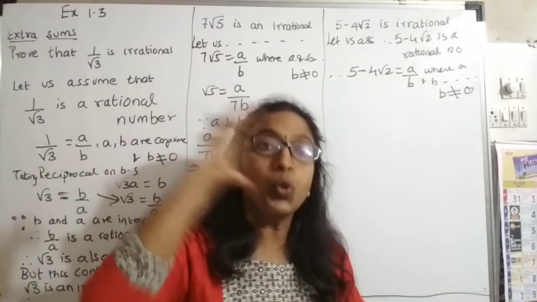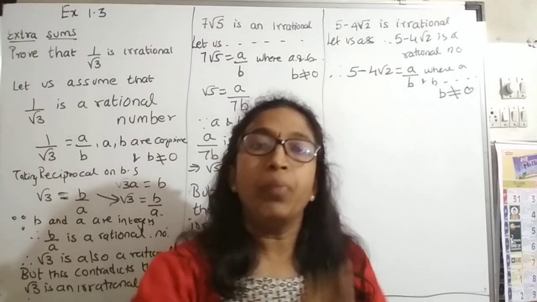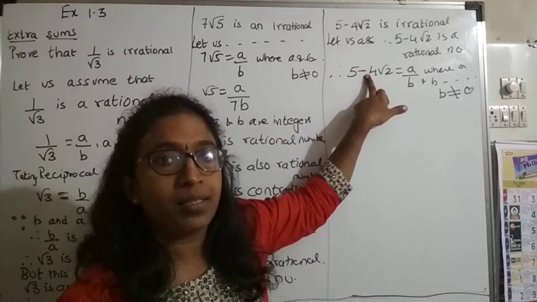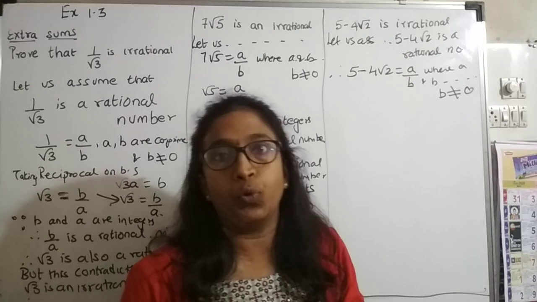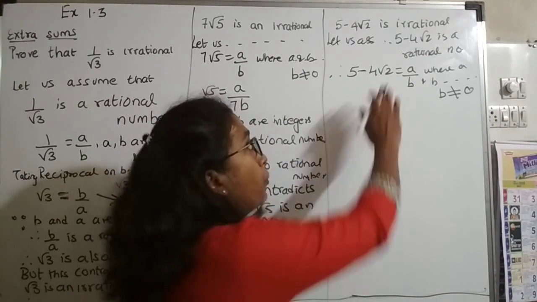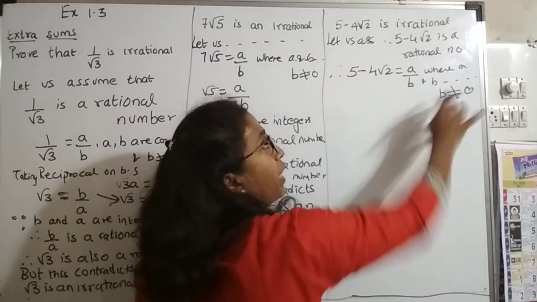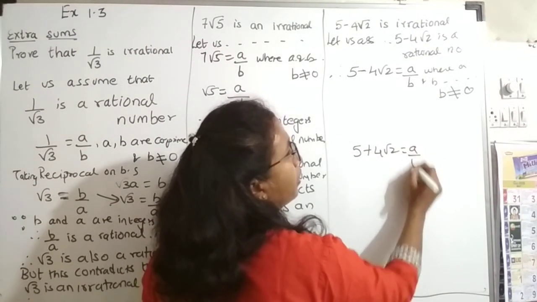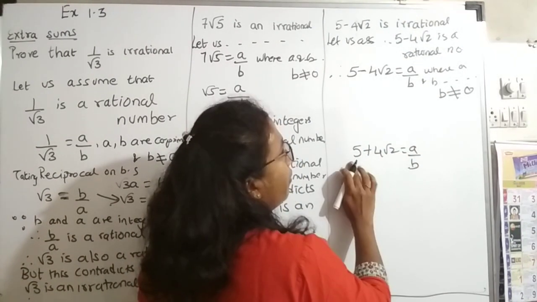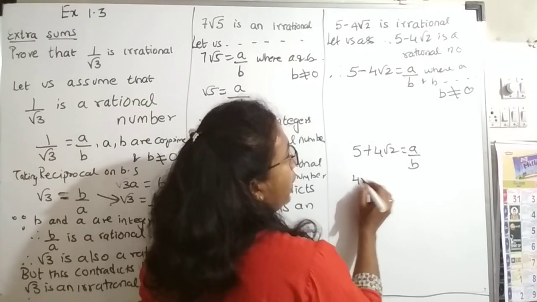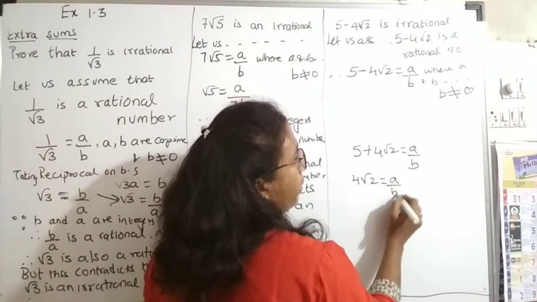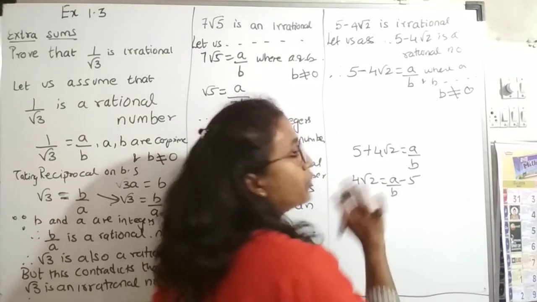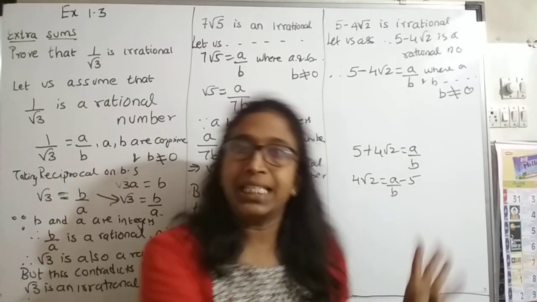In this case, I will take the root term to the RHS because I find that it's a negative sign, so that it becomes positive, and bring the rest of the numbers to this side. Suppose it was 5 plus 4 root 2 equal to a upon b. Then you will keep the root here and take 5 to this side. I will take this plus 5 to the other side, so I get 4 root 2 equal to a upon b minus 5. And then I take LCM, then I take 4 to this side, so that root 2 is on LHS.